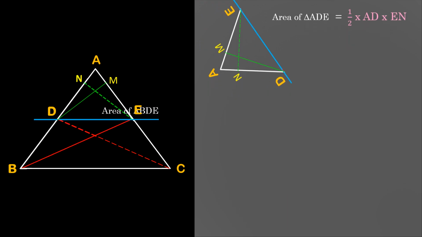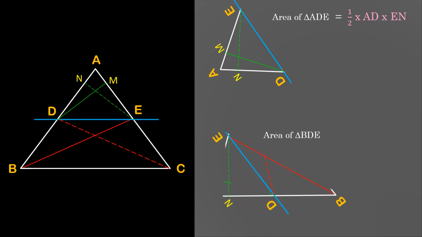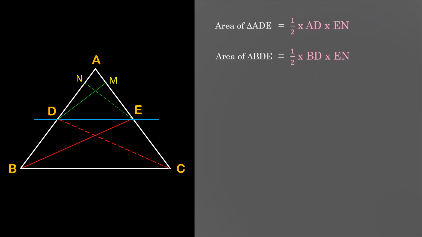We are going to calculate the area of triangle BDE, that is at the lower left side of this triangle. It is an obtuse angle triangle. So it is half into base BD and the height, which is on the external side of this triangle, is EN. We are going to divide these two areas, that is, making it a ratio.